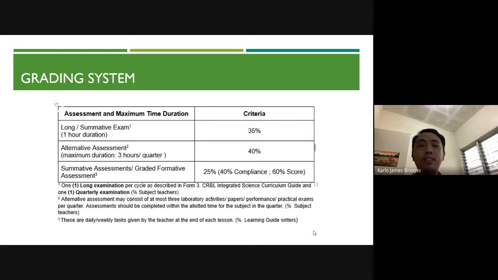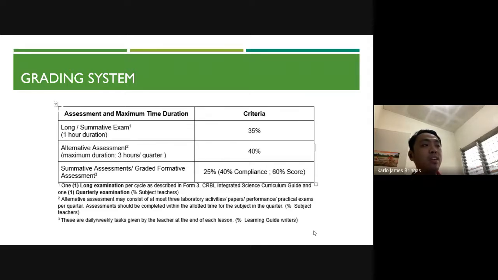So possible alternative assessments I'll be giving you would be long quiz. I'll also be giving you some activities you can do at home. Since nasa bahay lang naman tayo, we can't do any experiment. So I'll just be giving you some activities at home in lieu of our experiments that we would do at our school if we were doing all of this face to face. So those are the different types of alternative assessments: home lab experiments, virtual experiments, and our long quiz. All of that will count for 40% of our total grade.